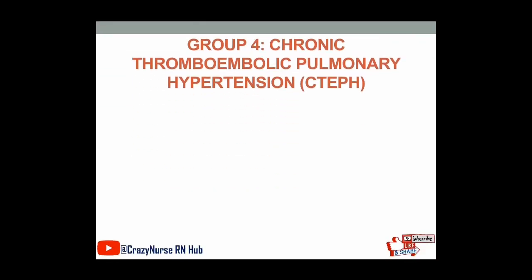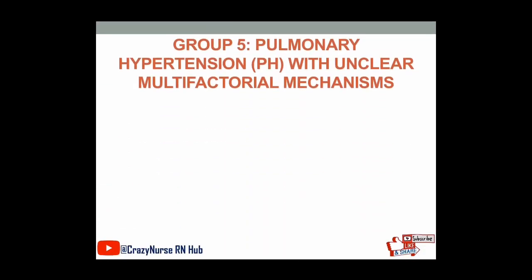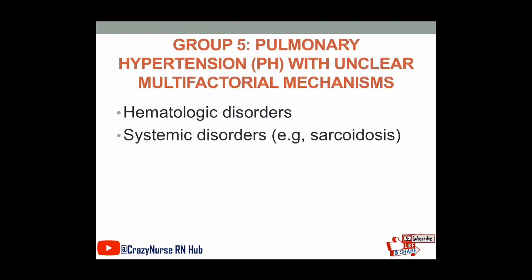For Group 4, we have chronic thromboembolic pulmonary hypertension. This is due to thromboembolic occlusion of the proximal or distal pulmonary vasculature. For Group 5, we have pulmonary hypertension with unclear multifactorial mechanisms. We have disorders like hematologic disorders and systemic disorders, an example of which is sarcoidosis. We also have metabolic disorders. So these are the disorders under Group 5.